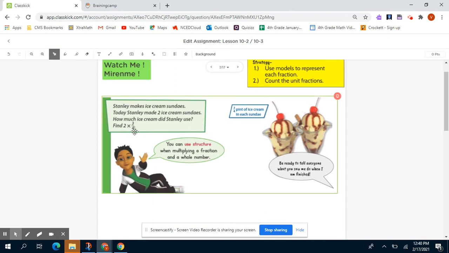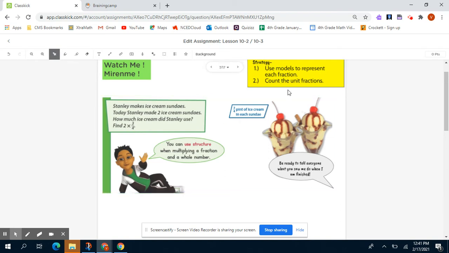Our problem today says Stanley makes ice cream sundaes. Yum. Today Stanley made 2 ice cream sundaes. How much ice cream did Stanley use? And it says over here that they use 3/4 pints of ice cream in each sundae. So it tells me automatically what to do. Find 2 times 3/4.